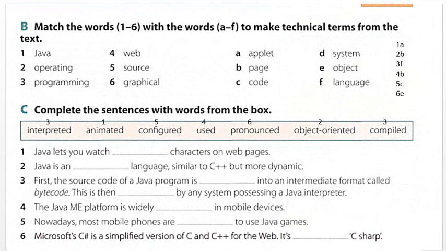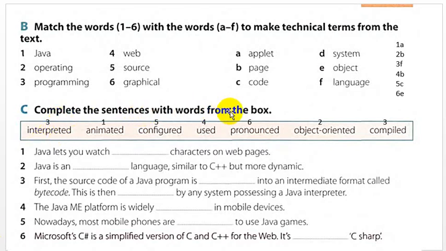Okay, here we have an exercise. Match the words 1 to 6 with words A to F to make technical terms from Java, operating, program, web, source, graphic. Java A, Java applet. Operating B, operating system. Programming F, programming language. You can compare it with yourself. And here are the words.